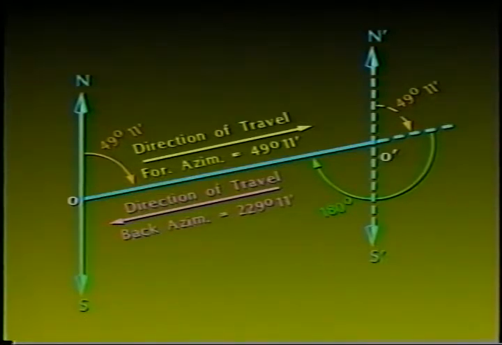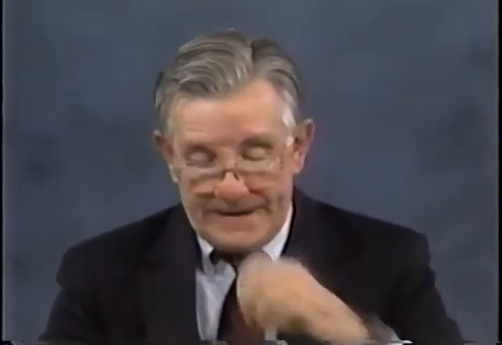Reversing the direction of travel, adding 180 degrees, determines the back azimuth of the same line as 229 degrees 11 minutes. In review, bearings are reversed by switching the letters of quadrants. Azimuths are reversed by adding or subtracting 180 degrees. Since they both originate at the same point, bearings and azimuths are easily interchanged.